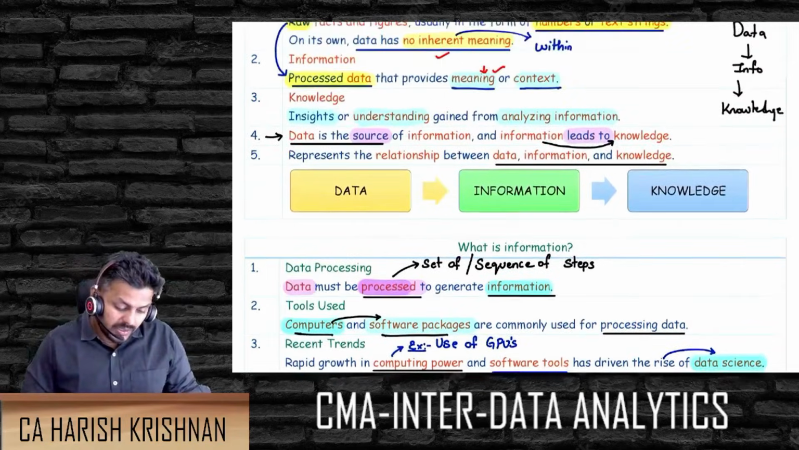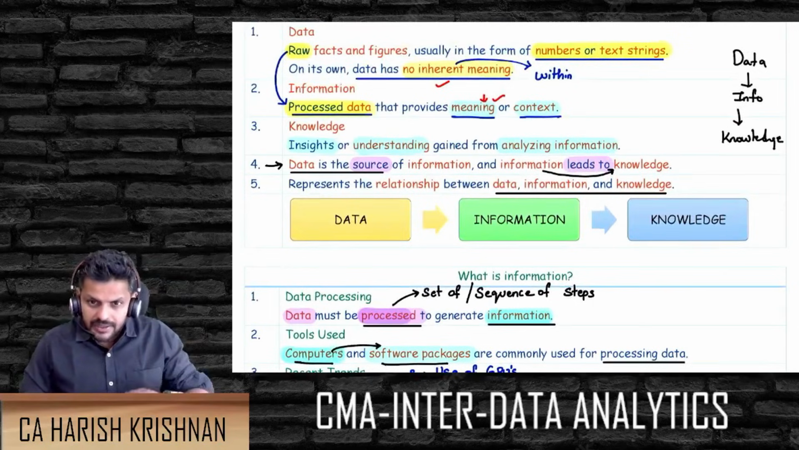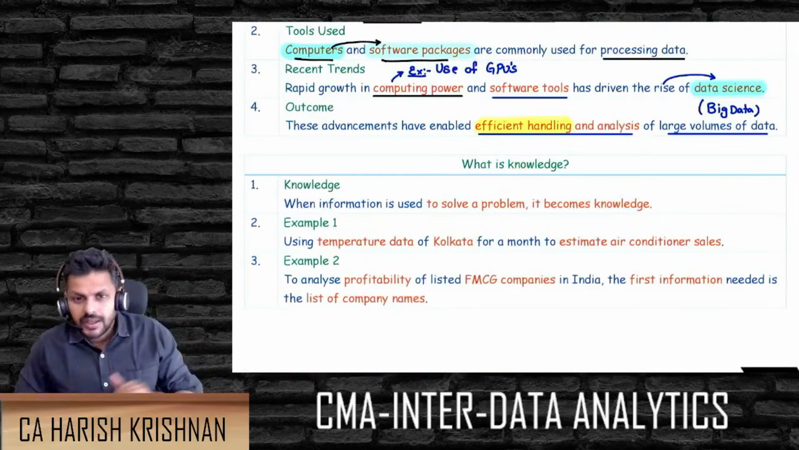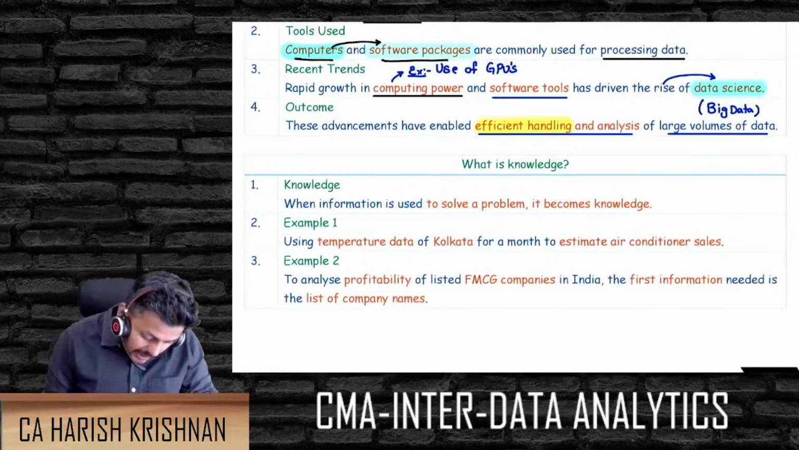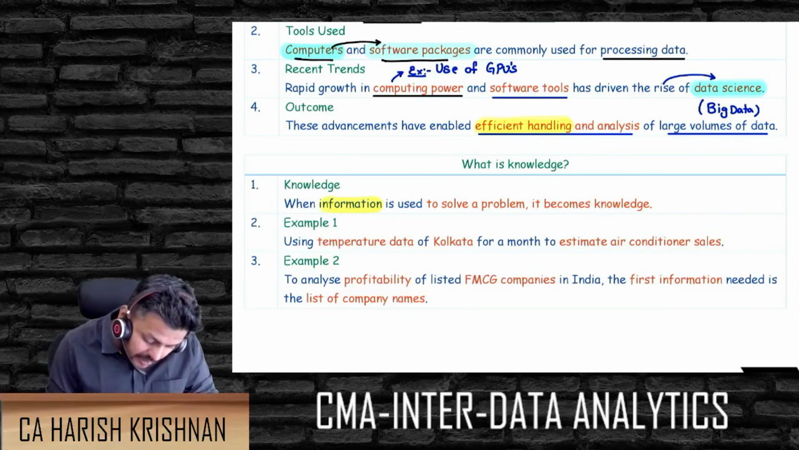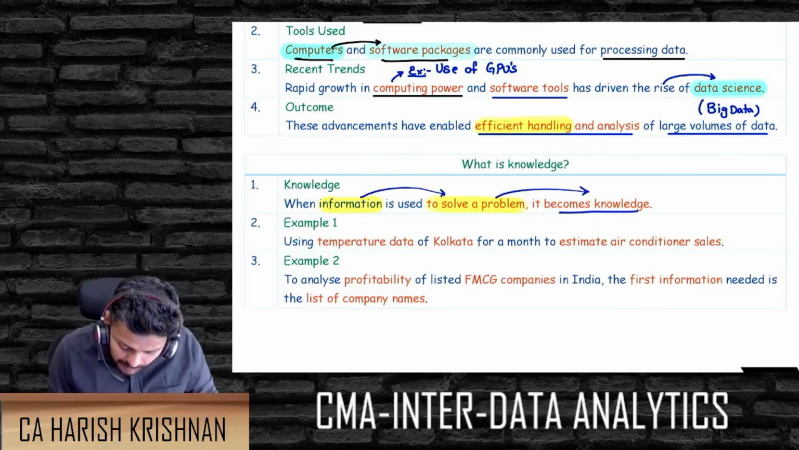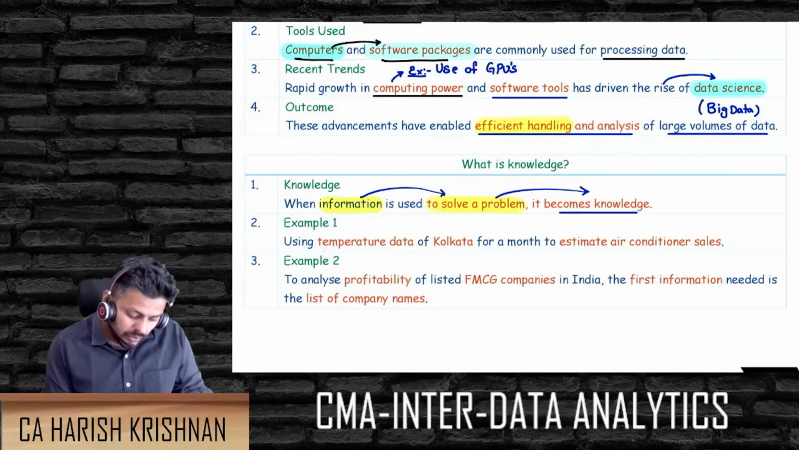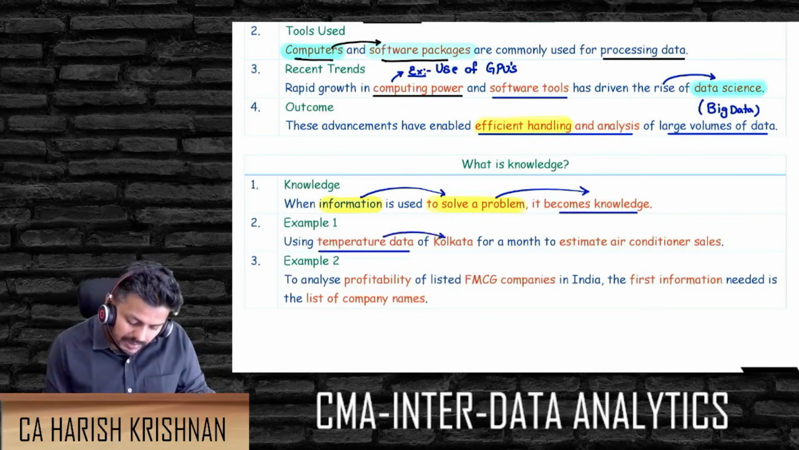So basically this is what data is, how they are linked we already saw. This is what information is. And to now close this out, we talk about knowledge. When this very information is used to solve a problem, information that is used to solve a problem becomes knowledge. For example, using temperature data of Kolkata for a month to estimate air conditioner sales.